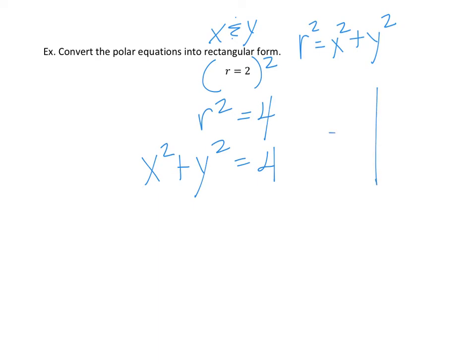Graphing wise, this is a pretty easy one to graph. If r equals 2, I want a circle with radius 2. This one has my center at 0, 0, radius of 2. Just from your conic sections, you should be able to easily check these.